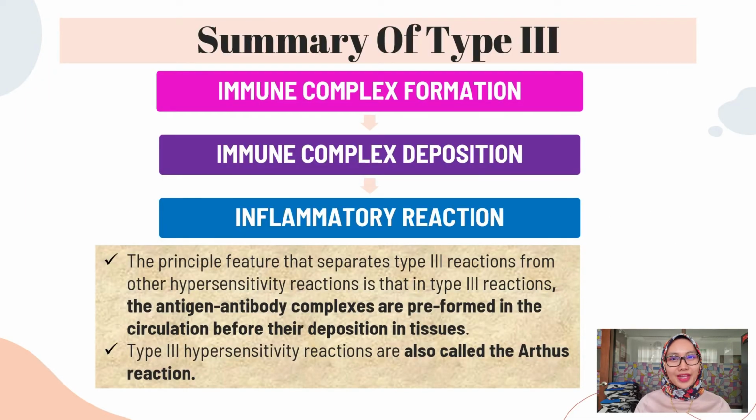Therefore, the summary of what happened in type 3 hypersensitivity reaction is in 3 steps. First, immune complex formation. Second, immune complex deposition. Lastly, inflammation reaction. The principal factor that separates type 3 reaction from other hypersensitivity reaction is that in type 3 reactions, the antigen-antibody complex are preformed in the circulation before their deposition in tissues. Type 3 hypersensitivity reactions are also called Arthus reaction.